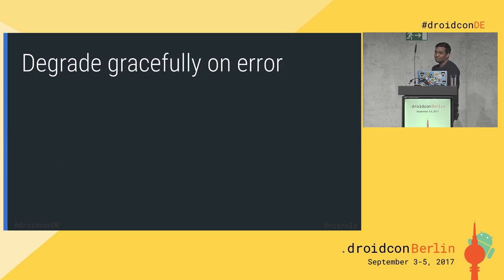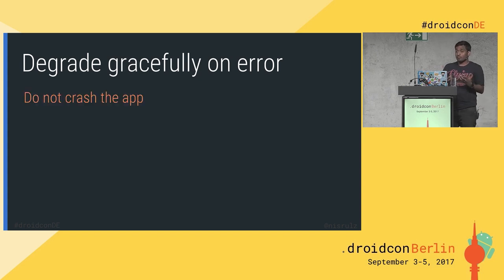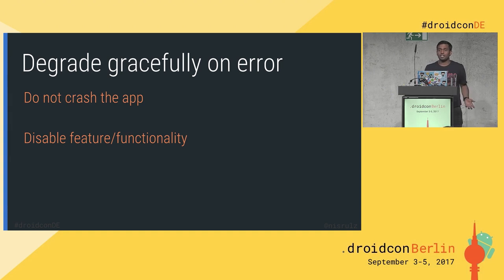Degrade gracefully on error. I'm going to talk about an example first before I talk about what it is. This is a problem that I've seen in some of the other Android libraries that I've worked with. One of the other SDKs that I worked with was from an enterprise itself. What they did was whenever their SDK would fail, it would crash the app along with it. So you do not want to crash the app. If your library crashes, you need to catch that error and do something about it. Basically disable the functionality that doesn't work. You don't want to keep it in an unstable state.